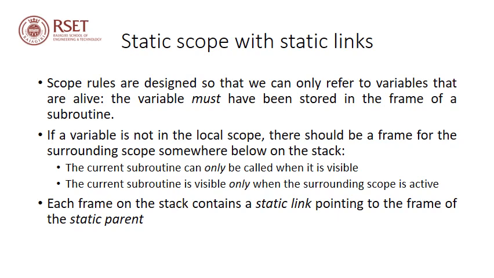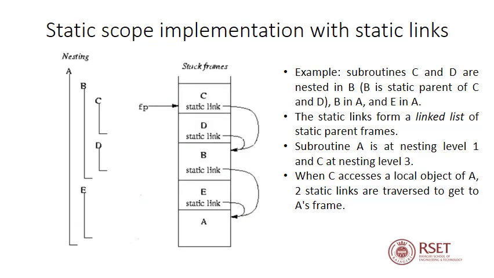Each frame on the stack contains a static link pointing to the frame of the static parent. Now let's see an example for static scope implementation with static links. Towards the left-hand side of the slide, you can see a skeletal structure of a program. We have an outermost subroutine A, which is the static parent of all the other nested subroutines.